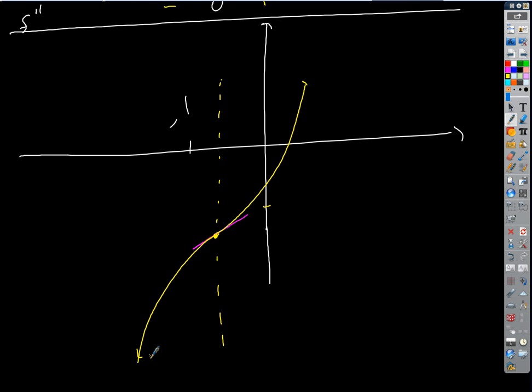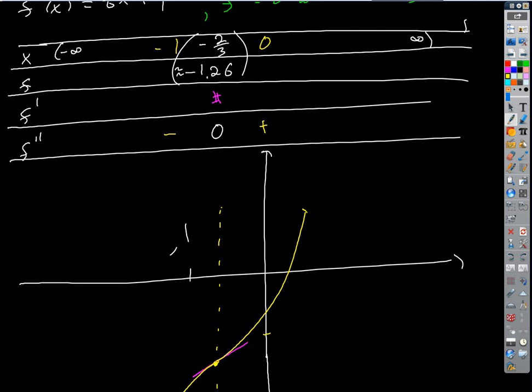Okay. If we wanted to also find whether the function was increasing or decreasing everywhere, what would we find? Based on this picture.